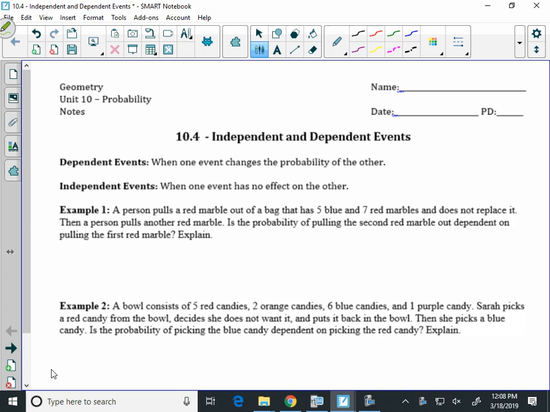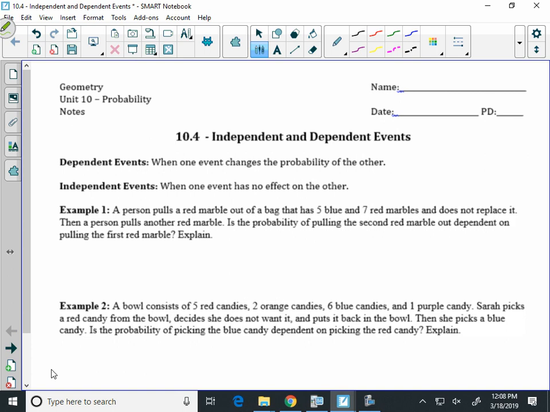So taking a look at these examples, we're just going to be given scenarios, and we have to determine, just from the scenario, whether or not two events are independent or dependent of each other. We're going to do the math aspect of it in example 1, but then we're going to talk about maybe some keywords that will indicate to you whether or not events are independent or dependent.